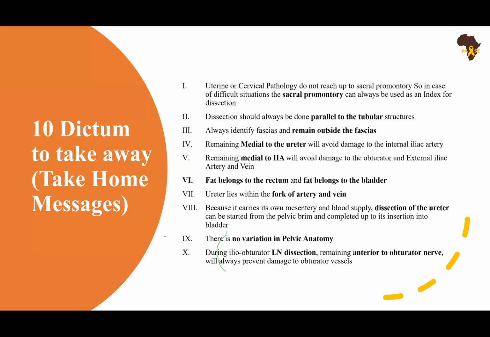The ureter always lies in the fork between the artery and the vein, the uterine artery and the vein. And because it carries its own mesentery and blood supply, dissection of the ureter can be started from the pelvic brim and completed all the way up to its insertion to the bladder safely if you maintain the mesentery and the arborization of the vessels around the ureter. There is usually very little variation in pelvic anatomy, so knowing this anatomy should help you guide your way through this pelvis in even the most difficult of situations. And during ilio-obturator lymph node dissection, remaining anterior to the obturator nerve will prevent damage to the vessels.